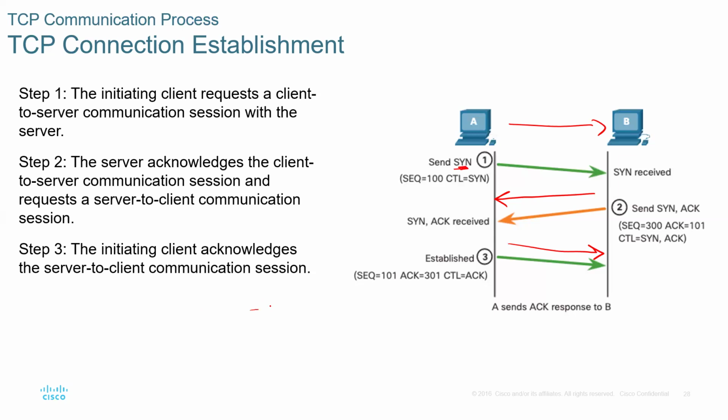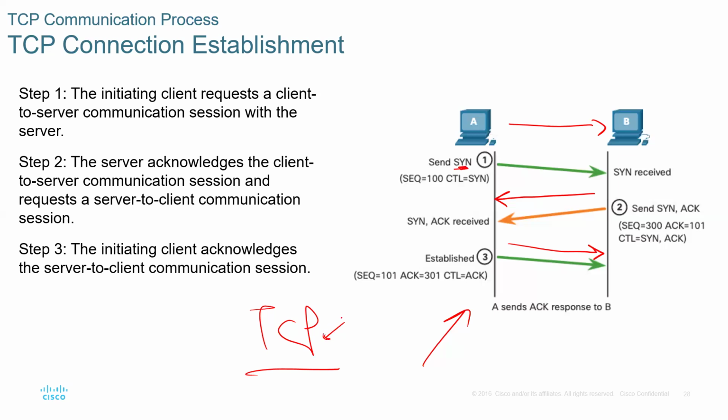Now, with TCP, this is the first process that happens: establishing a connection. TCP is a connection-oriented protocol because there's actually a discussion before we start sending information. Before information is actually sent, a connection is established, which offers reliability for the TCP protocol.